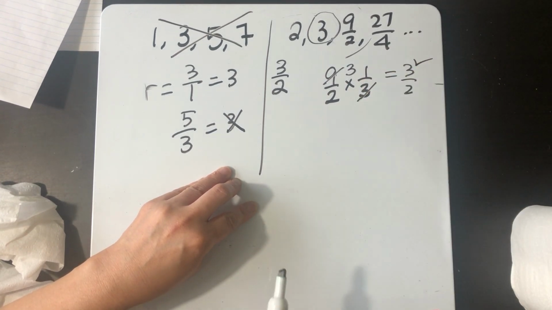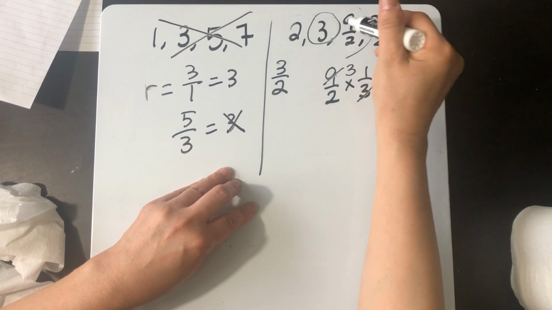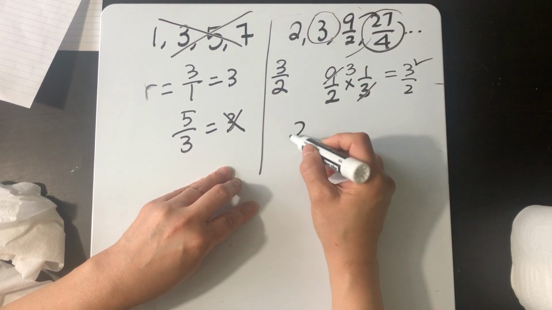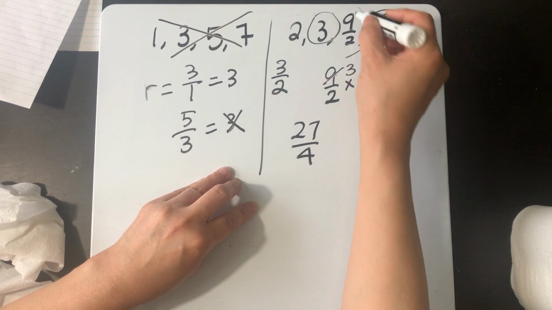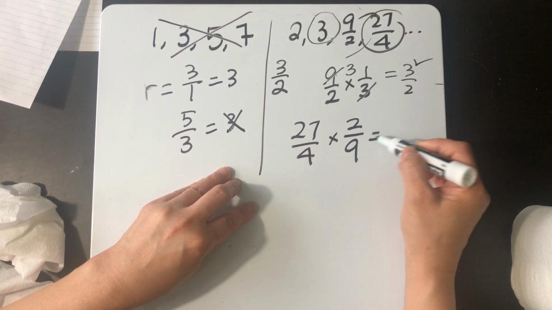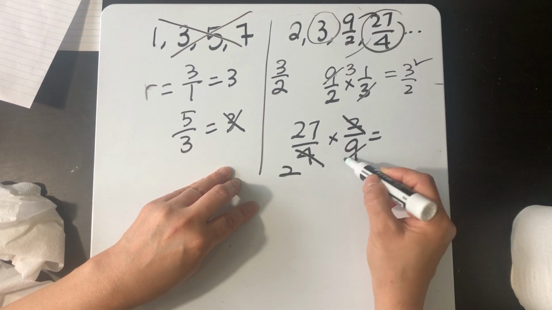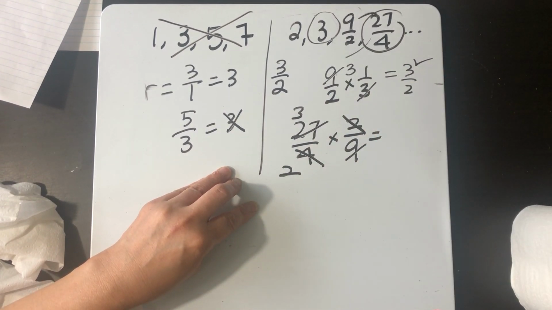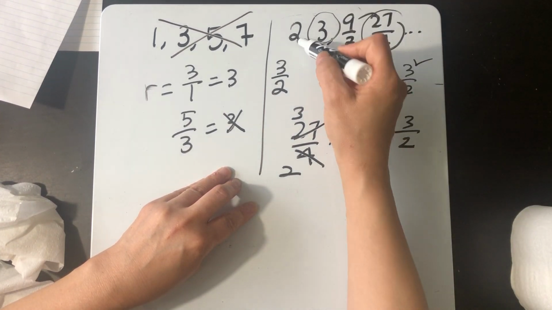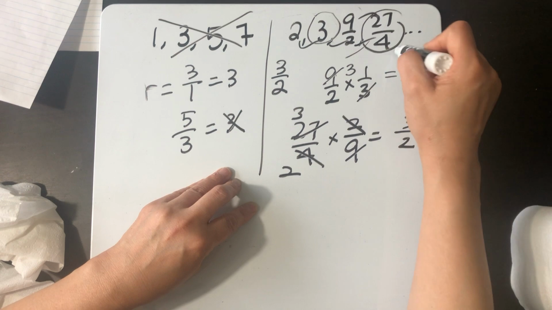Okay, but you cannot stop here because this might not be 3/2. So we have to go all the way. So 27/4 divided by 9/2 is the same thing as times 2/9, right? So this becomes 2, this becomes 3. Is that right? So it's 3/2. Yes, all of it is 3/2, 3/2, 3/2. So this is geometric.